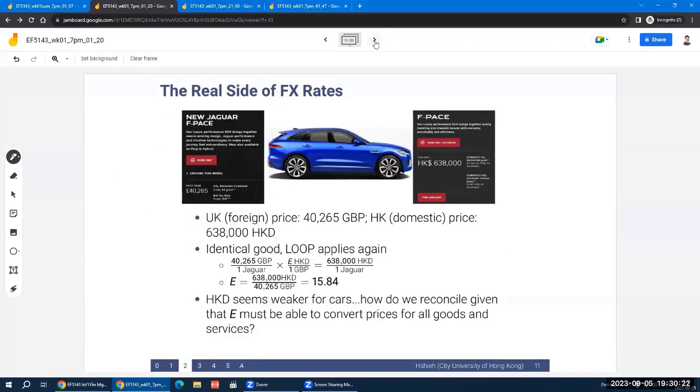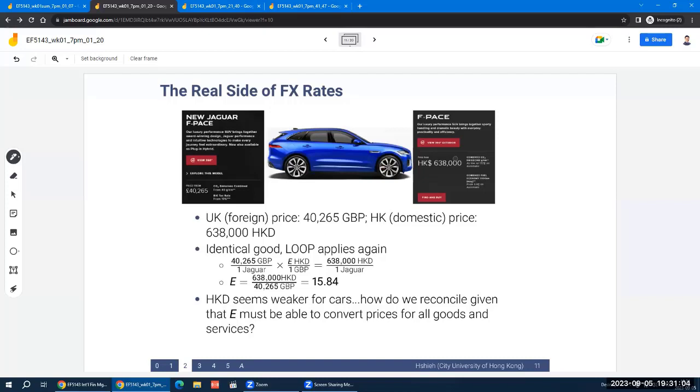All right, so we can easily do something else. Another more complicated good, but essentially identical. In this case, we have a new car, a Jaguar. A Jaguar is a car manufactured in the United Kingdom. If you were to buy a Jaguar in the UK, it would cost you basically 40,000 pounds sterling. But if you buy it in Hong Kong, it's going to cost you significantly more. If you look at the exchange rate now, it's going to cost you 638,000 Hong Kong dollars.